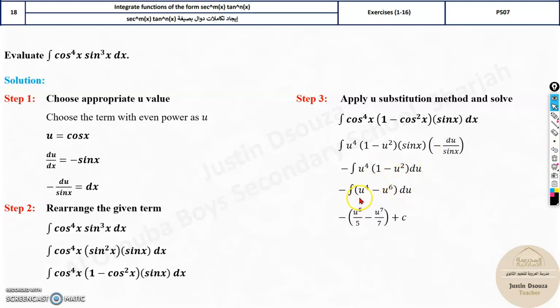And now you can easily integrate, isn't it? u to the power 5 divided by 5 minus u to the power 7 divided by 7 plus c. Now multiply the minus sign inside, and here you get it.